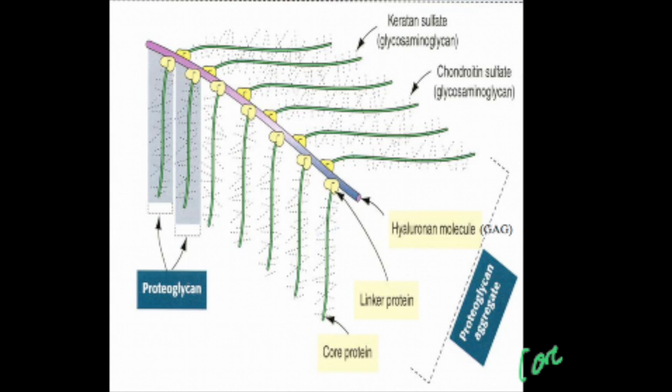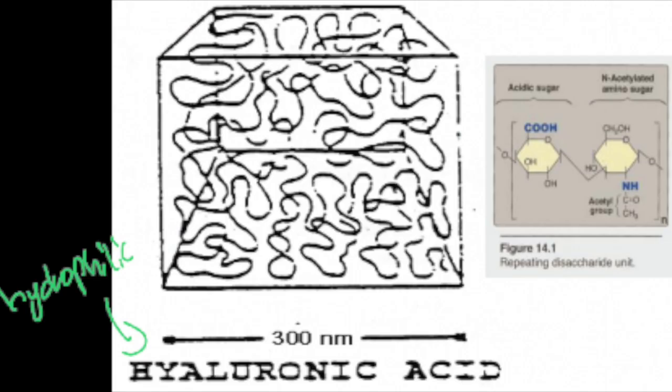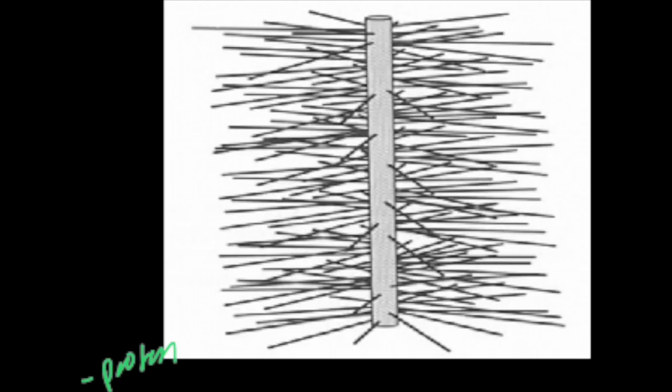Glycosaminoglycans, or GAGs, are like the sponges of the extracellular matrix. These unbranched polysaccharide chains are highly hydrophilic, readily associating with water. Hyaluronic acid, found in the aqueous humor of the eye, is a prime example. Proteoglycans take this a step further. Imagine a bottle brush. The handle is a protein core, and the bristles are GAGs.